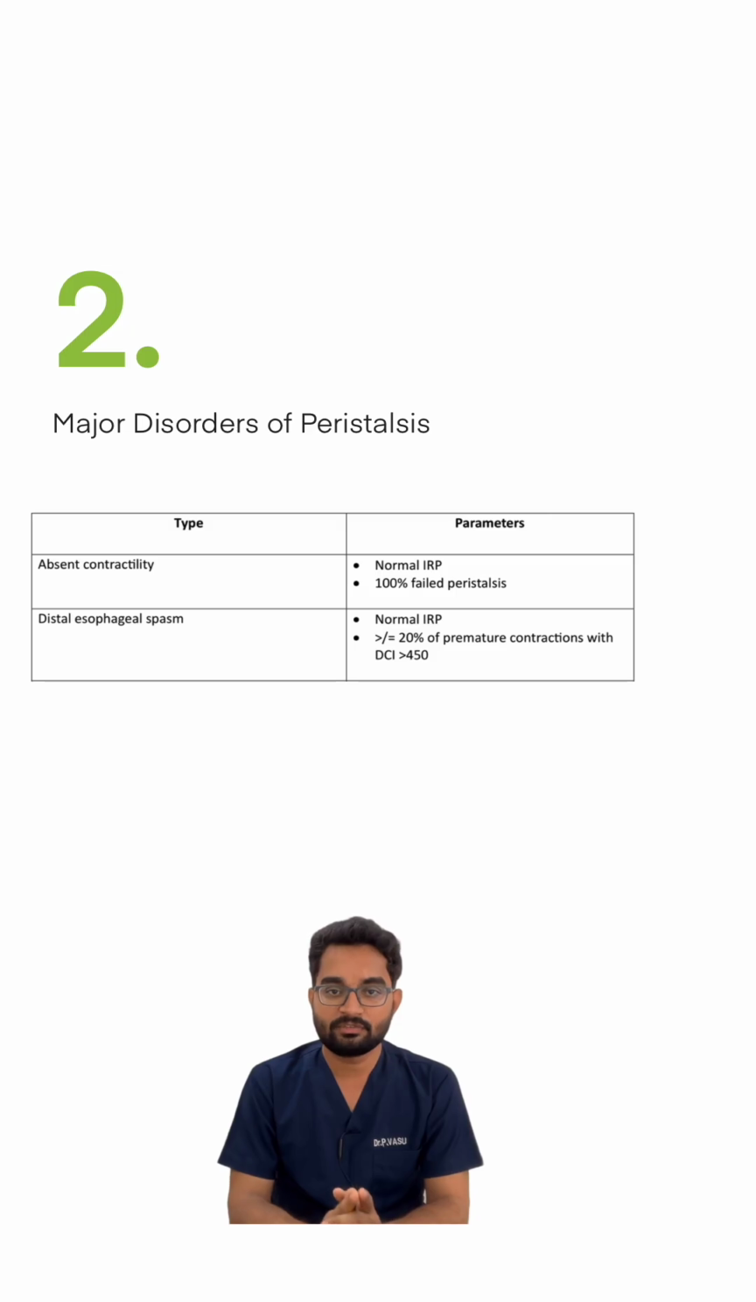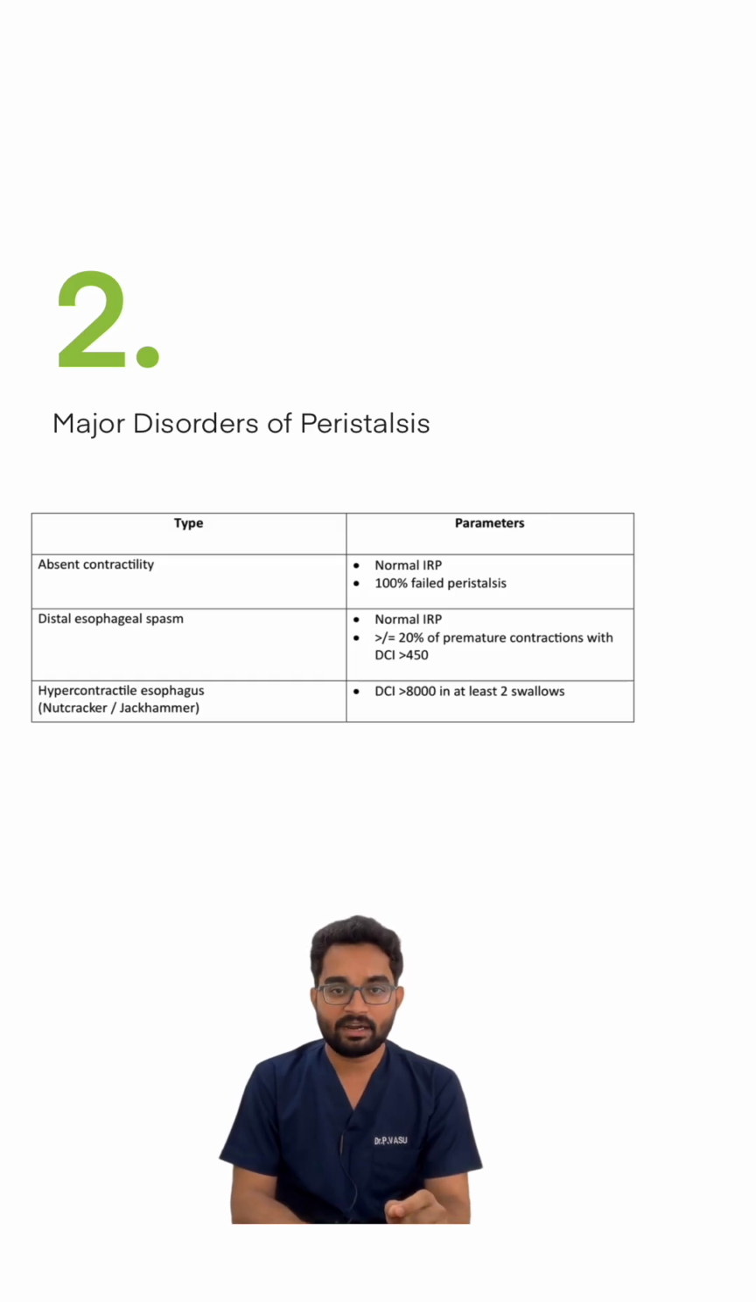And the next is distal esophageal spasm. In this, the integrated relaxation pressure should be normal and the distal contractile integral should be more than 450 in more than 20% of the swallows. That means 2 out of 10 swallows should be showing a value of more than 450. If we swap the normal integrated relaxation pressure in this category with high integrated relaxation pressure, then it will become spastic type of achalasia.